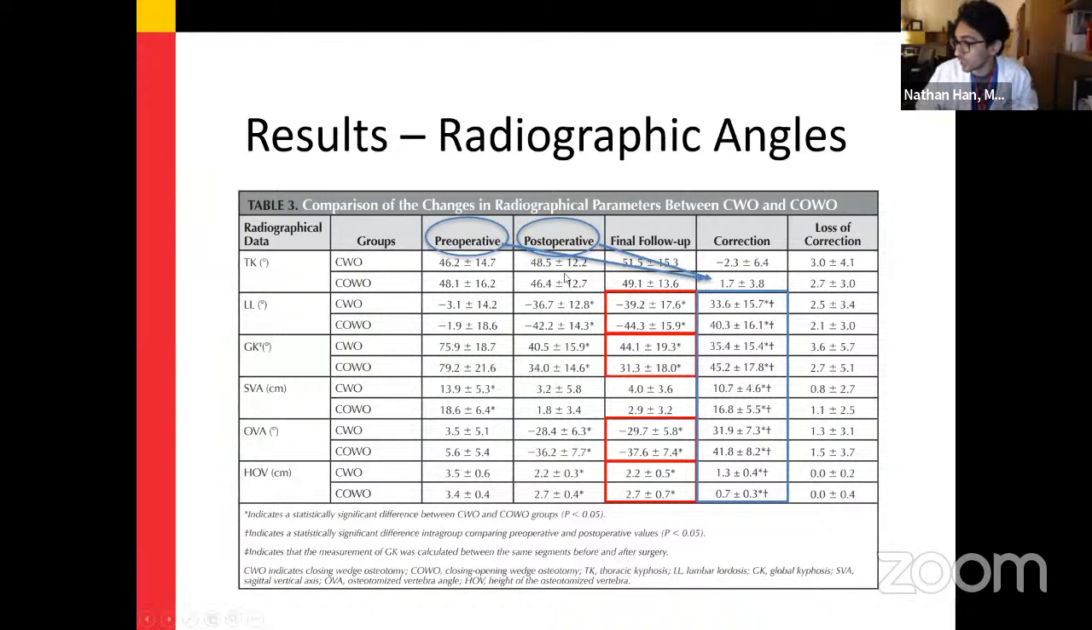And then if we were to look at the red boxes here, what we can see is across the various angles here, lumbar lordosis, the global kyphosis, we can see that the difference between the two groups, between the two surgical techniques, was statistically significant in that the closing opening wedge osteotomy did have greater correction in lumbar lordosis, for example, here.